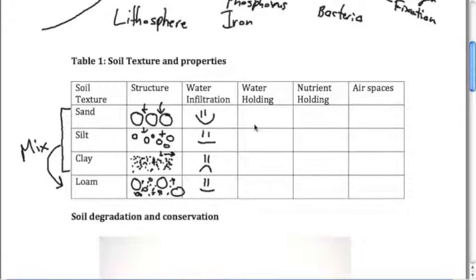The water holding ability. Now if you poured a bunch of water into a cup of sand, it would not hold the water very well at all. The water would just rush right through there and it wouldn't be able to hold it. Silt, on the other hand, if it had time to take in the water, same thing. Silt can hold some water, but not quite as good as clay.